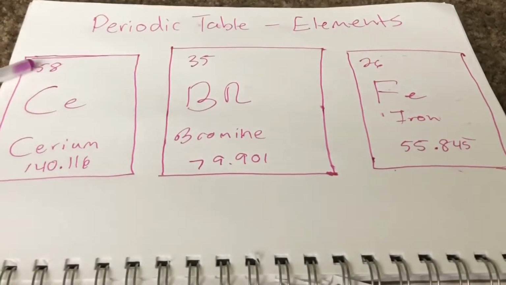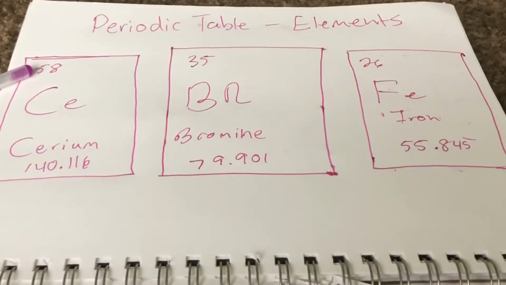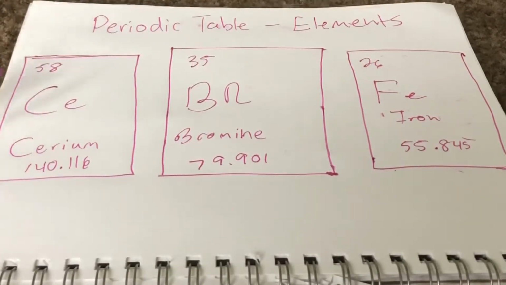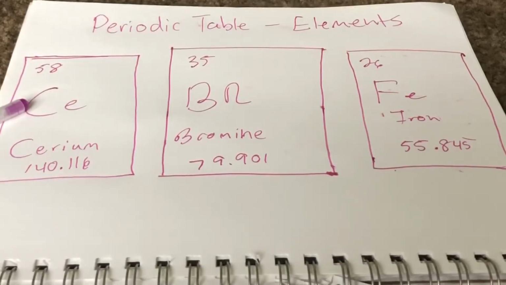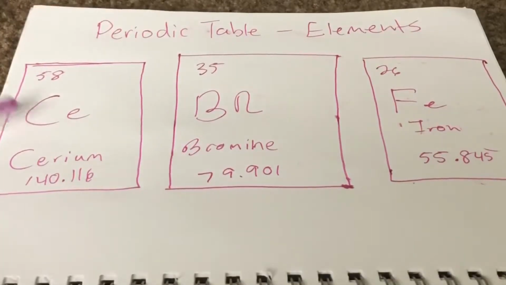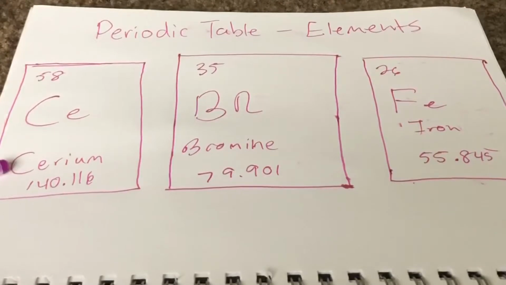So at the top left hand corner on the periodic table, you'll find what is called an atomic number. Atomic number is equal to the amount of protons and the amount of electrons an atom has. Then you'll find the abbreviation for the atom. In this case, it's CE for cerium. Then you'll find the name of the atom or element, which is cerium, and then the atomic mass.